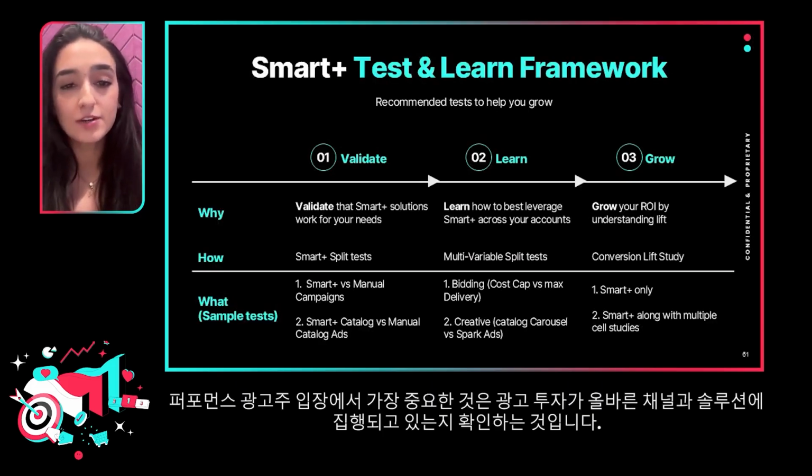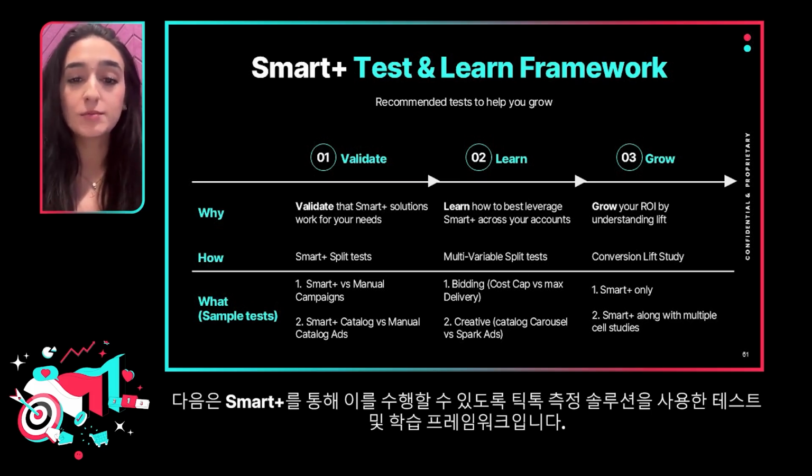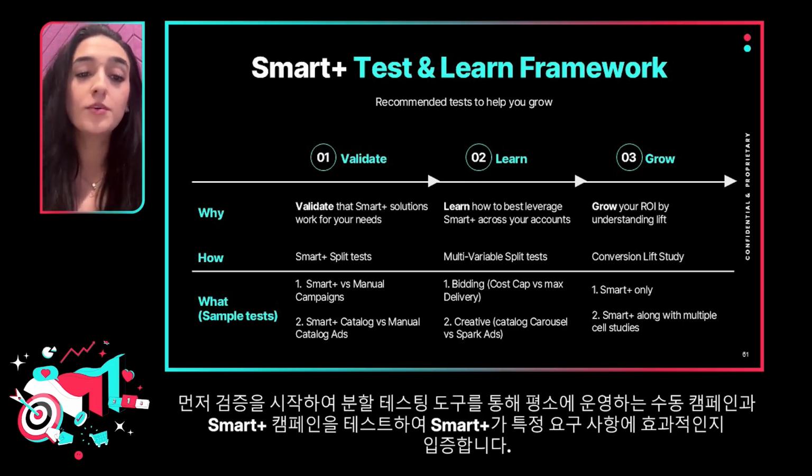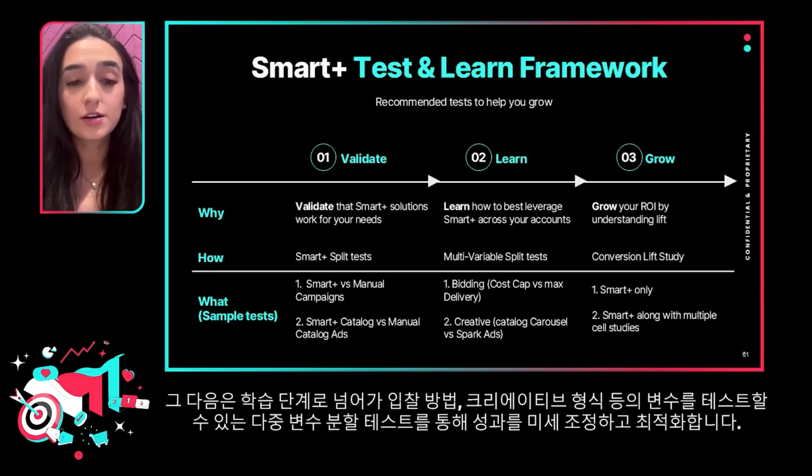So as a performance advertiser, we know that it's important to ensure your investment is in the right channels and the right ad solutions. Here's a framework using the TikTok measurement solutions for you to do exactly that. We'll begin with validate. This is where we test Smart Plus against your manual BAU campaigns to prove it works for your specific needs. Next, we move on to learn.